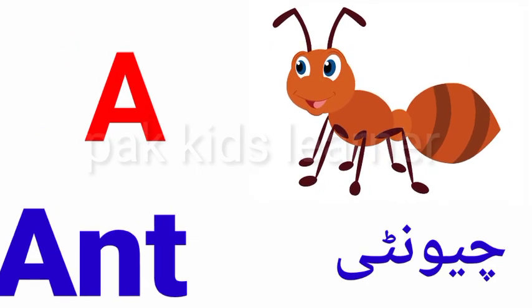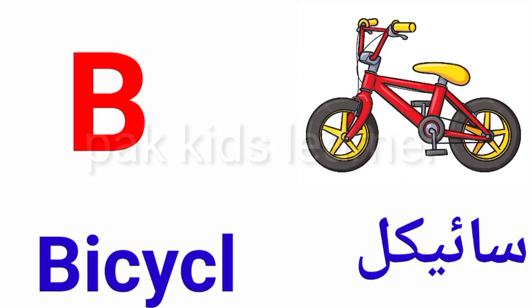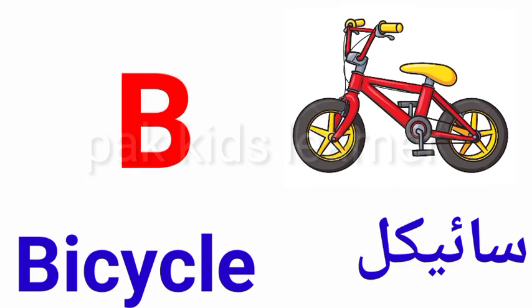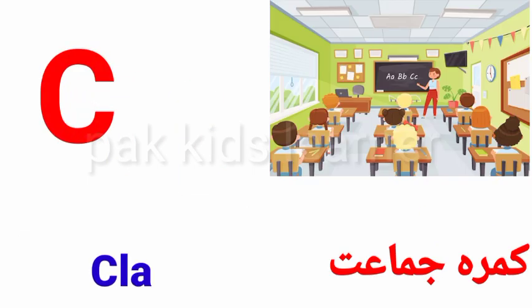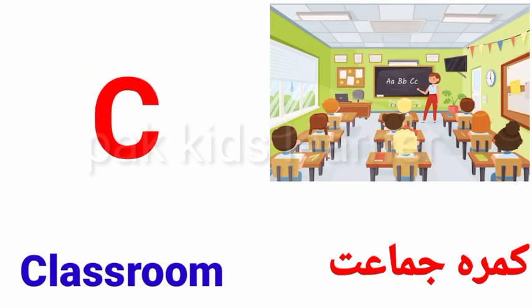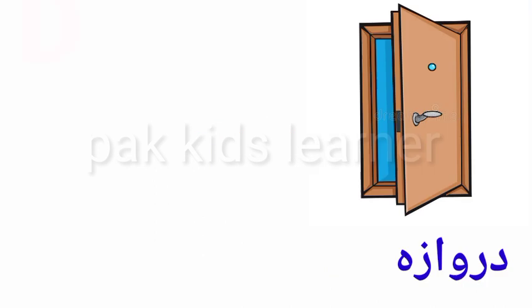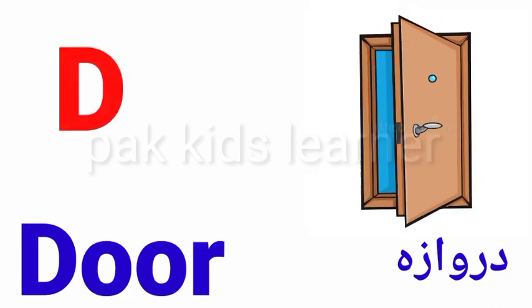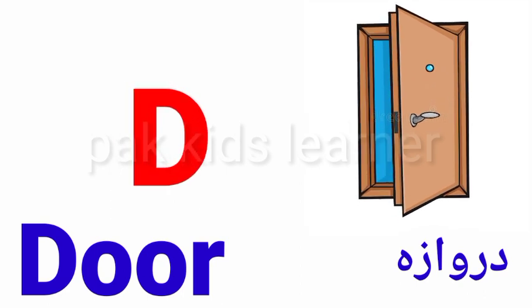A for ant. Ant means 20. B for bicycle. Bicycle means cycle. C for classroom. Classroom means कमरा जमात. D for door. Door means दरवाजा.